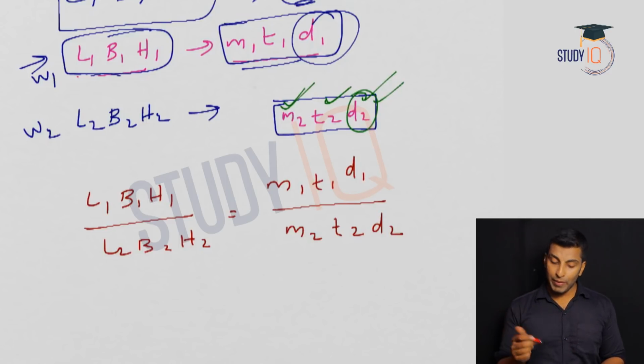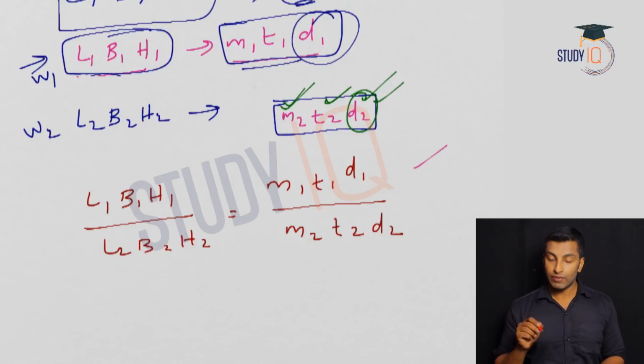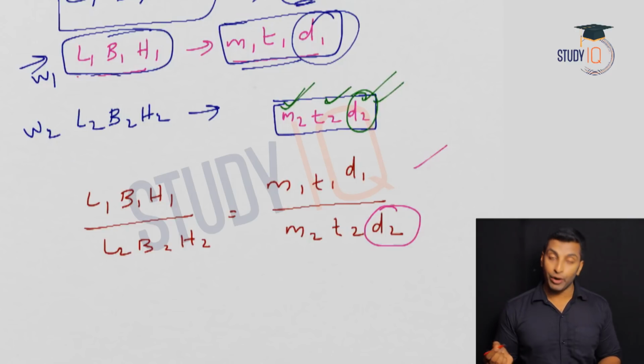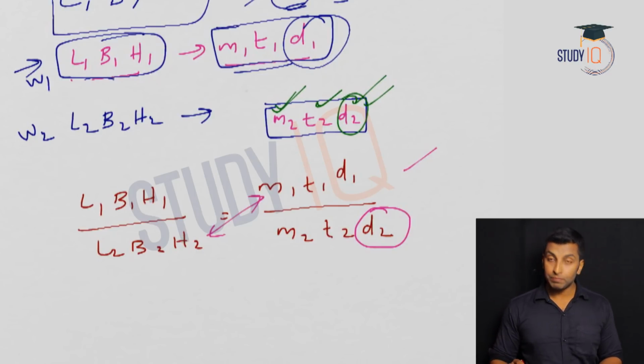Now one of these will be unknown. Even if I want, I can keep any of these as unknown. Let's suppose this is the unknown. If everything else is given, you can easily find it out, right? Just cross multiply and divide accordingly. When you cross multiply, what will you get?